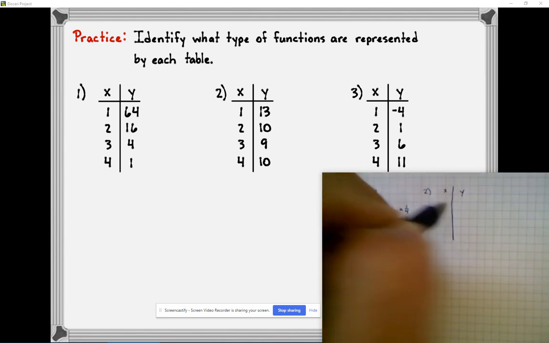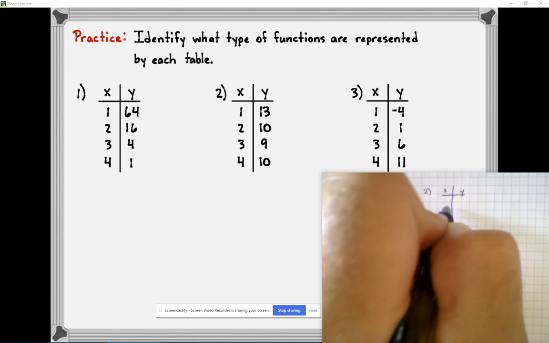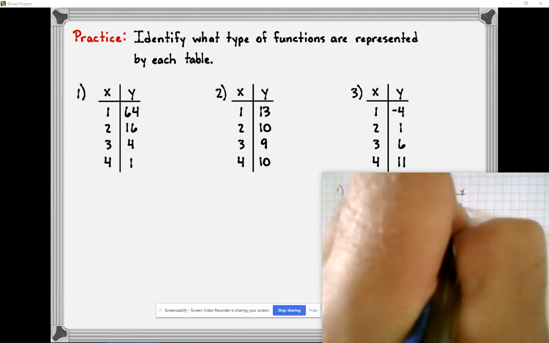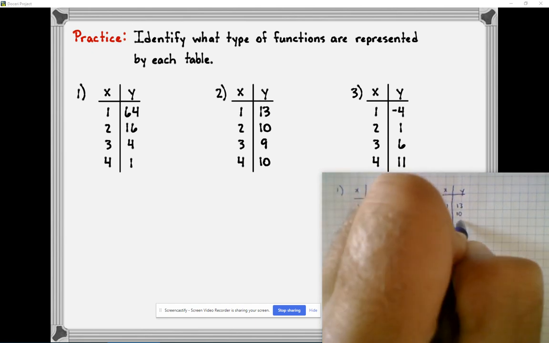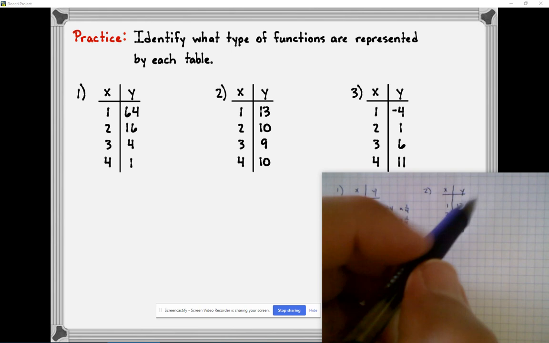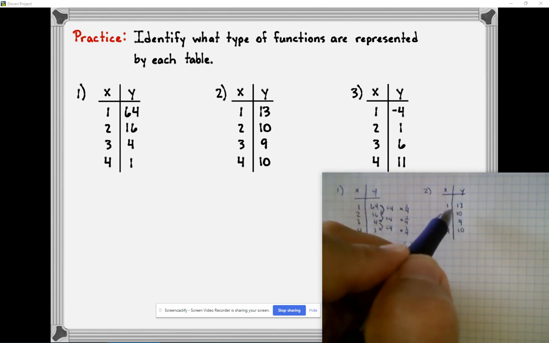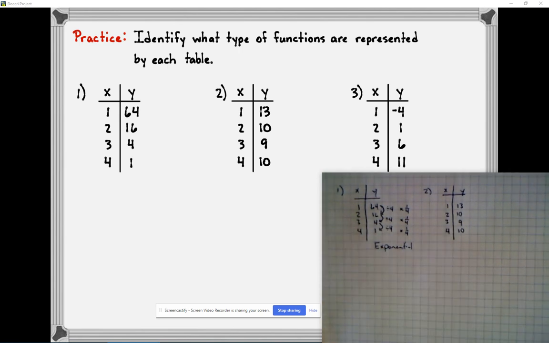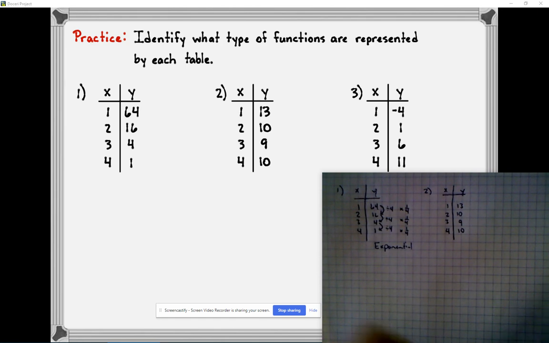we'll create that table so we can see it here. We have 1, 2, 3, and 4. We have 13, 10, 9, and 10. This is interesting. Well, it's not a matter of multiplication and division. What do I have to multiply 13 by to get to 10? I'd have to divide it by some sort of fraction, but that fraction is not going to be consistent here.